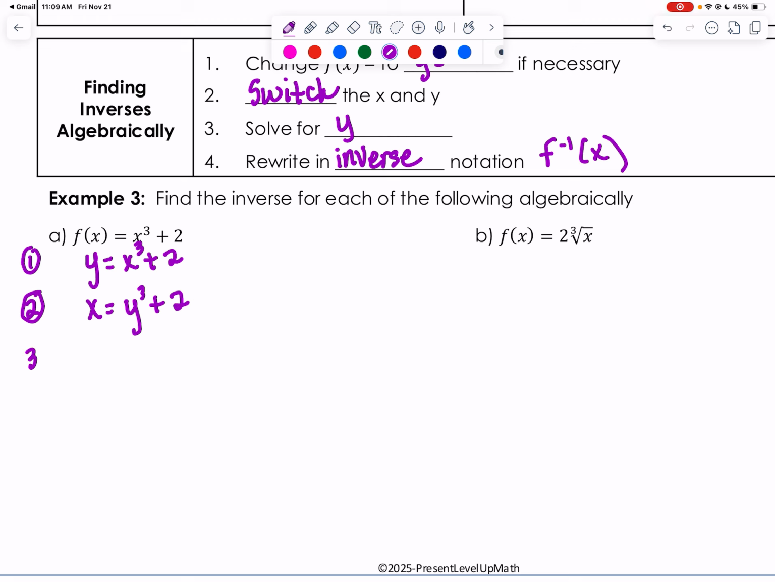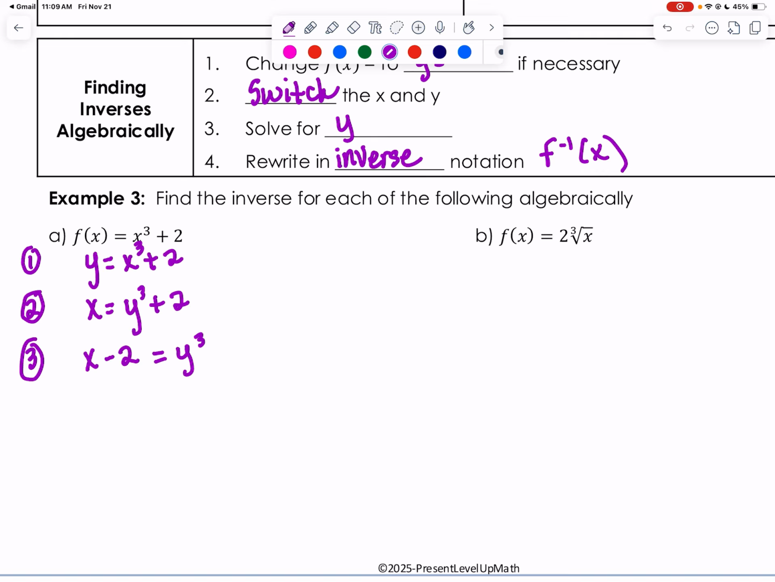Then in step 3, I'm going to get the y by itself. That's what it means by solve for y. So to get the y by itself, I have to get rid of the 2, and then I have to get rid of the 3 power. So I'll get rid of the 2 first. I'll subtract 2 from both sides. So x minus 2 would equal y cubed.